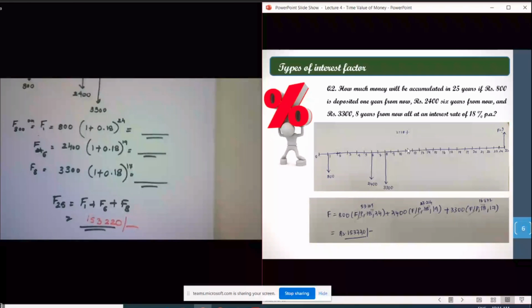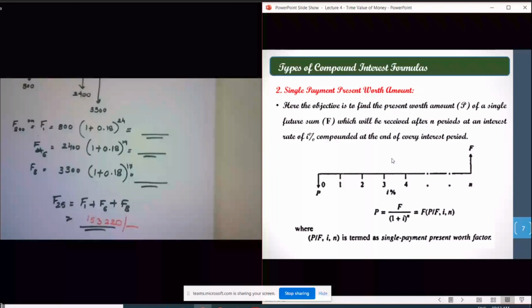Fine. So we'll move on to the next numerical again. So this is the next type, that is single payment present worth amount. Till now we have calculated the future value of the deposit or the initial deposit. Here in this single payment present worth amount, this is nothing but the second factor. Here we will be calculating the deposit value when the future value is known.